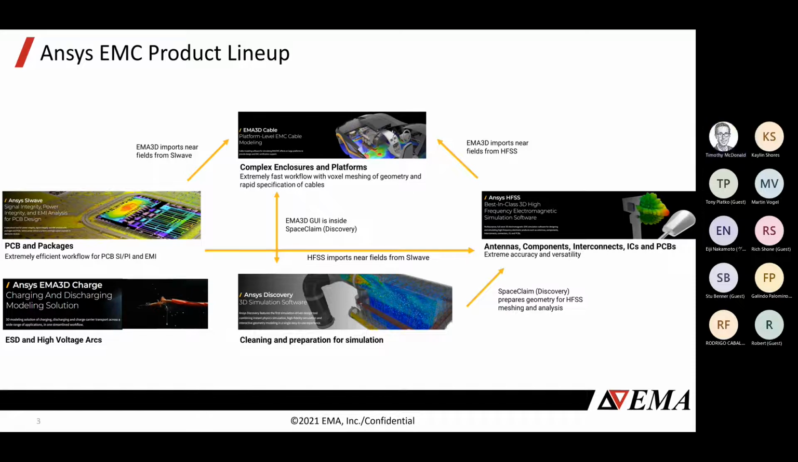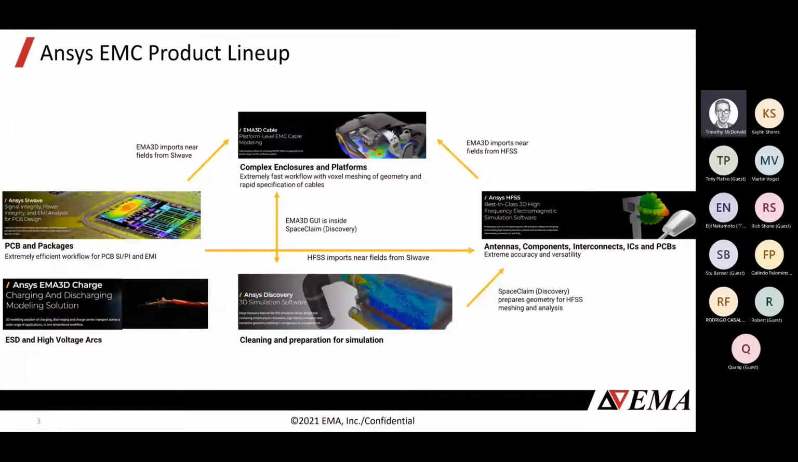EMI, EMC. Now, we know that EMC at the board level is incredibly important. That's a key part of the workflow. But there's also box level, device level, as well as cables impact on the EMC standards. So EMA3D cable, even though cable is in the name, it's really about more than cables. It's about extending that EM simulation to the entire device, including the enclosure, multiple boards, interconnecting cables. All of those aspects can be included.